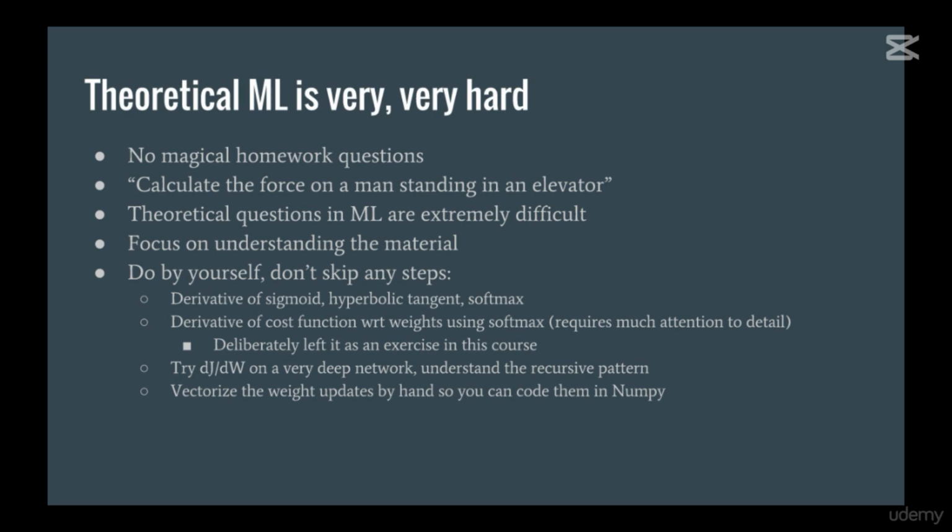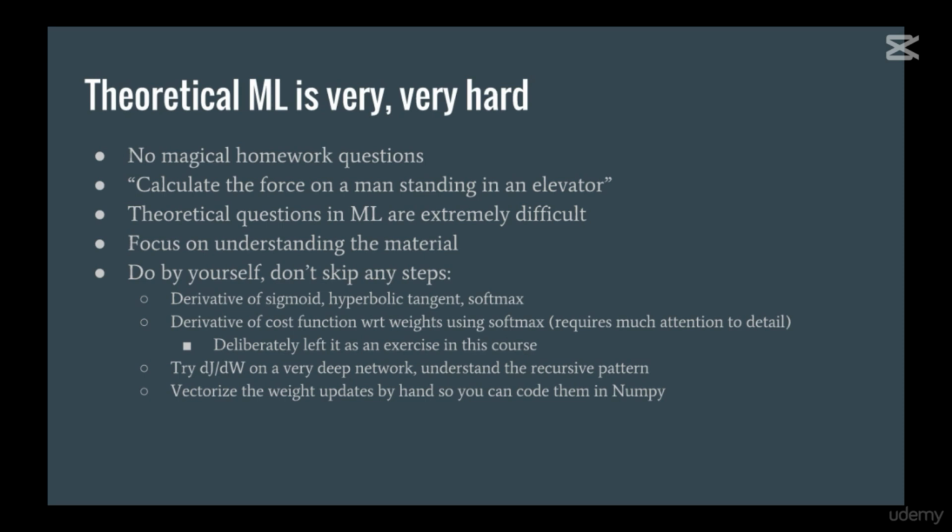As a checklist, I would make sure you are able to do the following by yourself, step by step, without watching the videos. So you should be able to take the derivative of a sigmoid, the hyperbolic tangent, and the softmax function. You should be able to take the derivative of the cost with respect to the weights using softmax. This is more challenging than you might think, because while it doesn't require you to learn any new math, it does require you to be very careful with your calculation. Notice that I deliberately left it out for you as an exercise in this course.